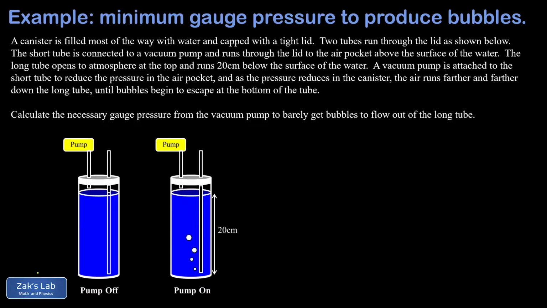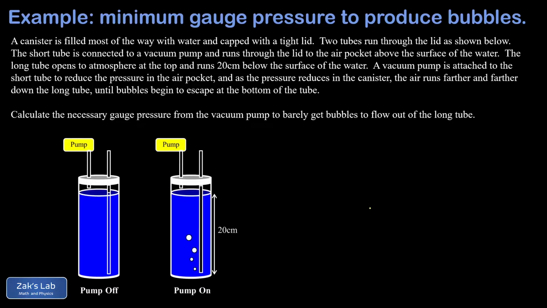And when that pump is turned on, we'll see the air go lower and lower in the long tube until eventually we get to a pressure that causes bubbles to come out of the end of the long tube. What we're trying to find is the minimum magnitude of the gauge pressure produced by that pump to get the bubbles to flow. And there are a couple basic principles we use in a hydrostatics analysis.